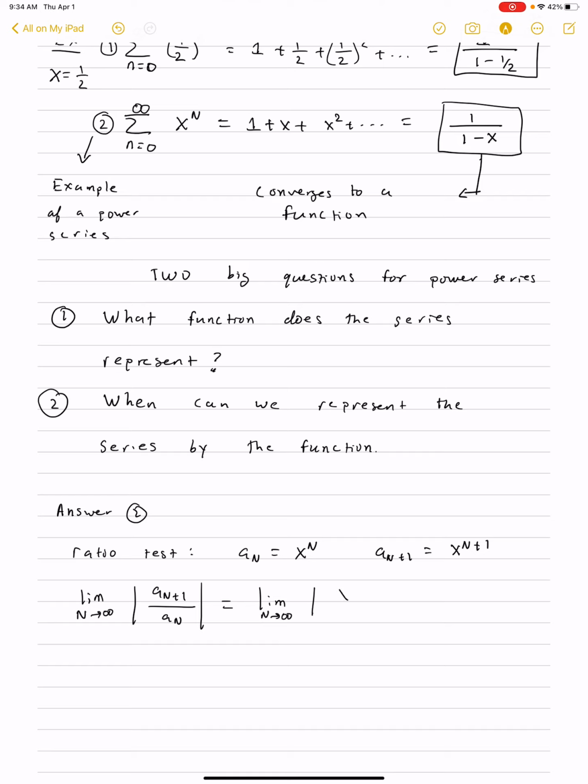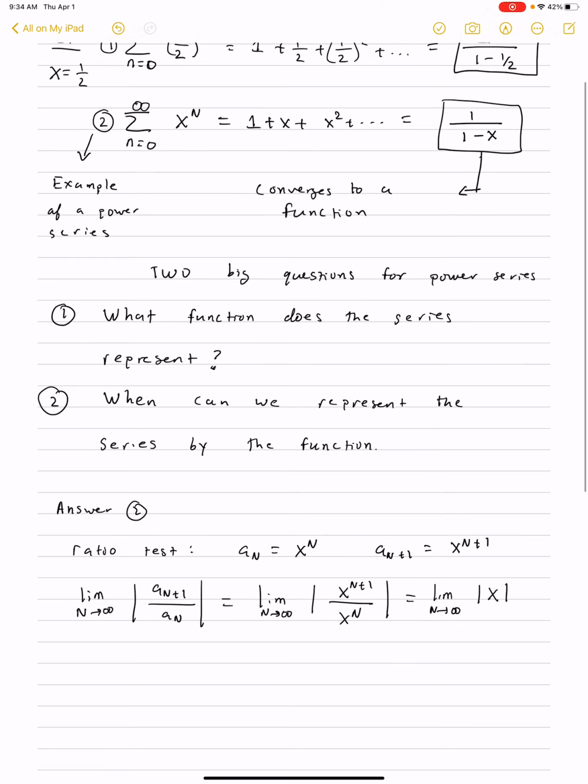We're going to get the absolute value of x to the n plus 1 over x to the n. And we're going to get this absolute value of x that doesn't involve n at all, so it is its own limit. So the limit is the absolute value of x. And this is the limit. That's L.